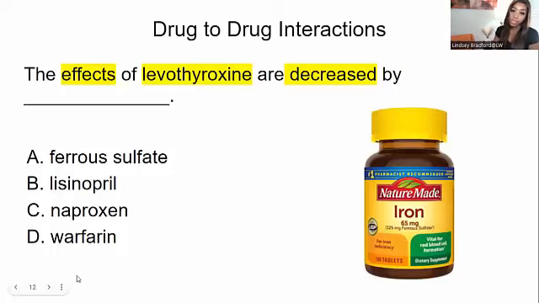Drug-to-drug interactions. This is on your test. Write this down. The effects of levothyroxine are decreased by iron. Iron will decrease levothyroxine. Remember, levothyroxine is used to treat the thyroid. So if someone is taking thyroid medication, they should not be taking iron pills because that will decrease the effects. This is considered a drug-to-drug interaction. That means that this drug is interacting with this drug and it's causing it to decrease. It's causing it not to do what we want it to do.